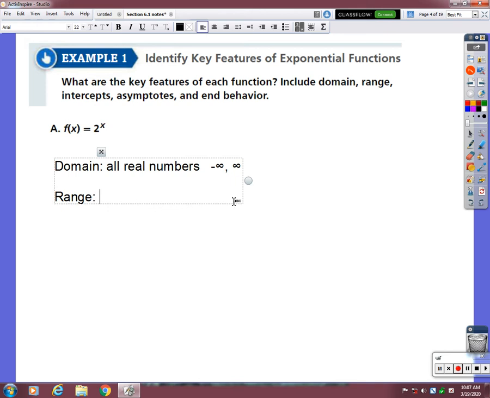So the range is the output values, and we usually get the range of a function by looking at a graph. So let's do that.